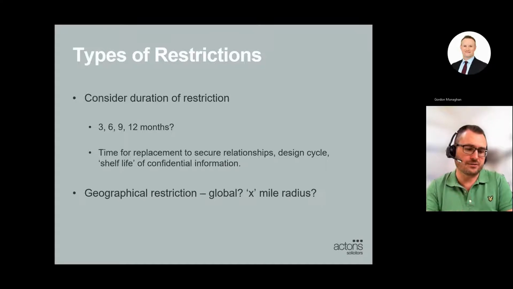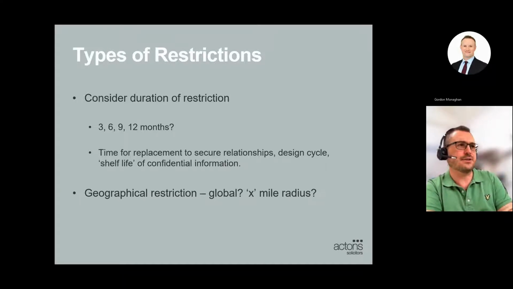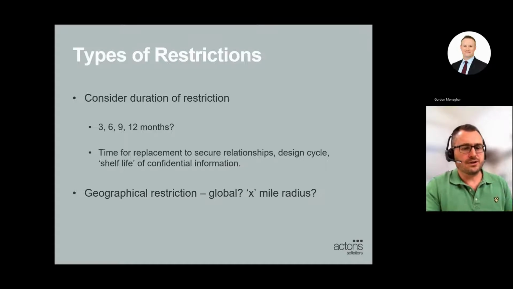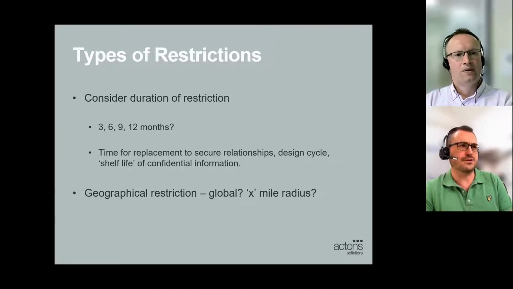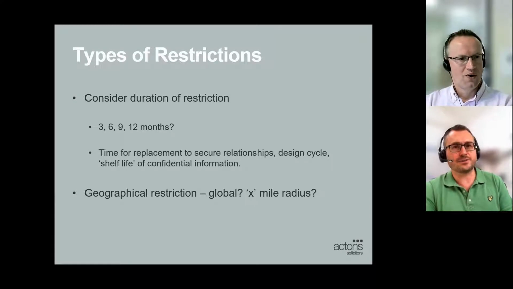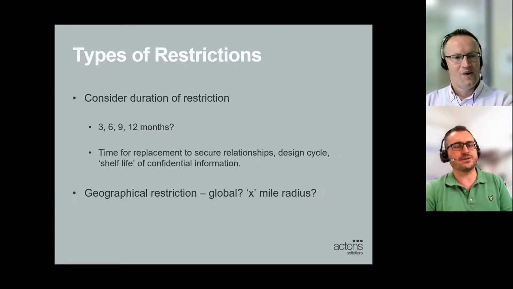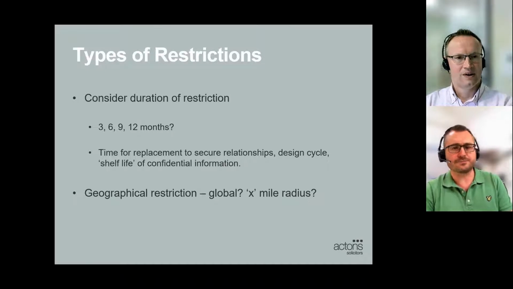The key there, and I'll give a really good example of how best to approach this in a second, is that you're usually looking at the business interest that you're trying to protect, the role that the person is doing, and things like, how long would it take for a replacement to come in and secure client relationships so that they were protected, and therefore it was reasonable to keep the ex-employee out of circulation for a period of time in order for the replacement to do that.